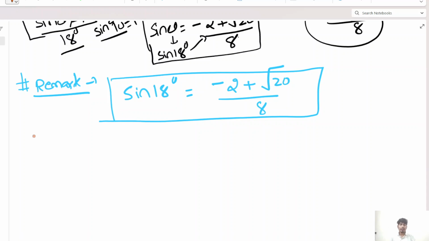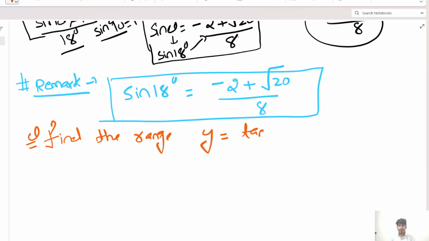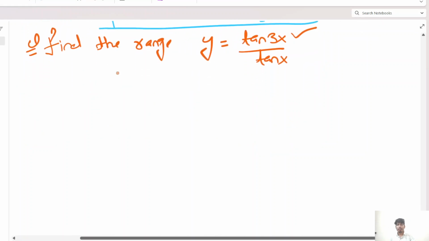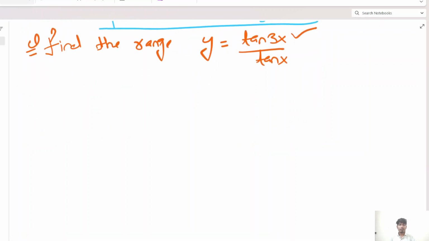Next question: find the range of the function y equal to tan 3x upon tan x. We know the tan 3x formula, that is 3 tan x minus tan cube x upon 1 minus 3 tan square x. So solve this.